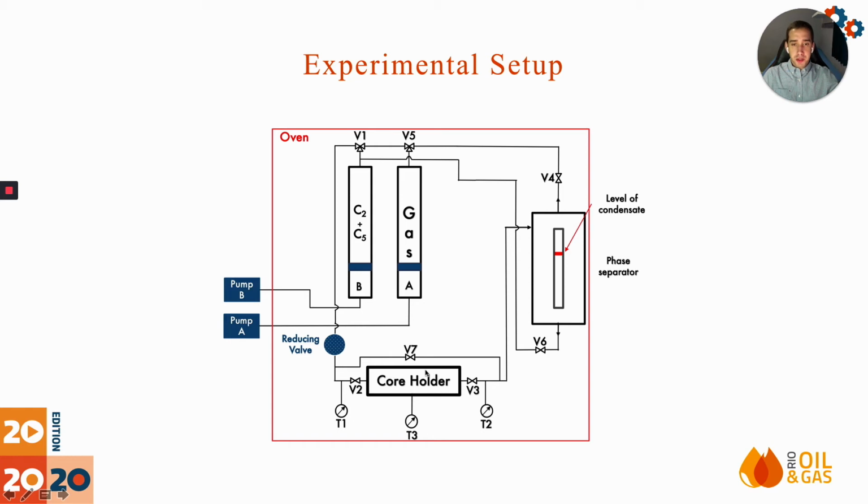The core holder keeps our sample at high pressure, and we have a pressure transducer here and the other one right here, so we are able to measure the pressure difference in the sample. And we have this reducing valve. As I said, we have a mixture at high pressure. This mixture goes into this reducing valve. The pressure is reduced, and from this point we have gas and liquid flowing together.